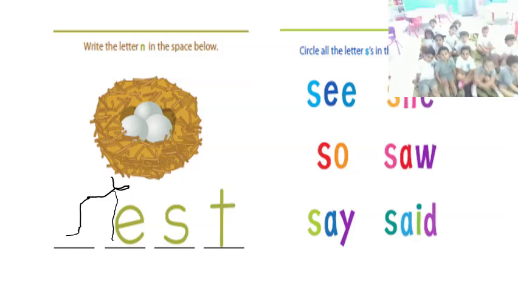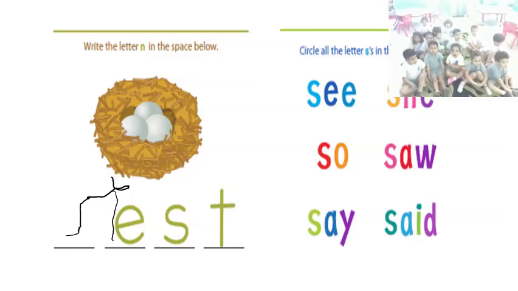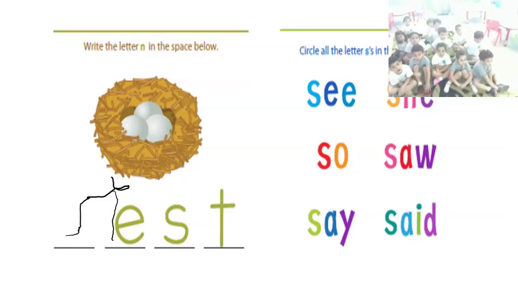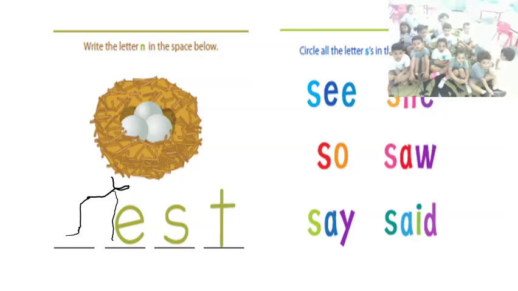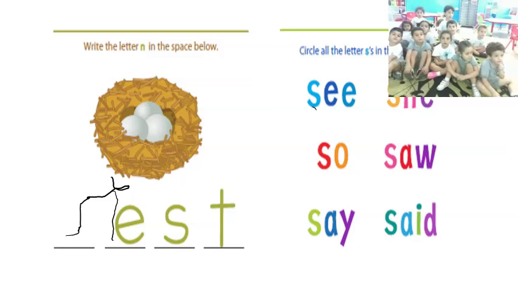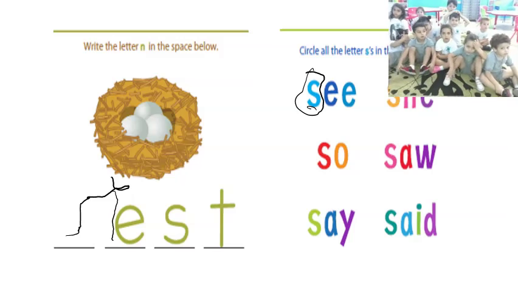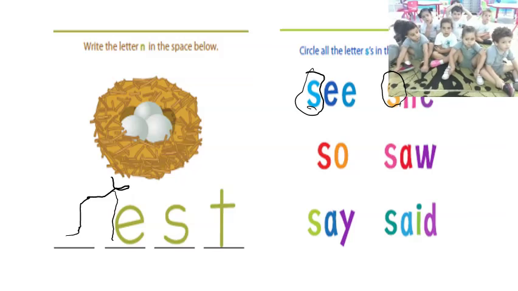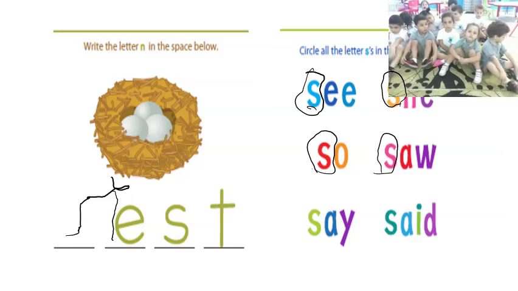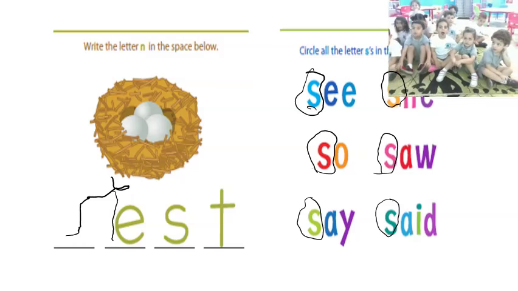Okay, now we move to the second question. We have 6 words that contain letter S in them. Not O, letter S. We have to circle letter S in each one of these words. Majd, come here. Which one of these is letter S? Can you circle letter S? Good. Letter S in she. So. Say. Said. Good. You can go back to your seat.